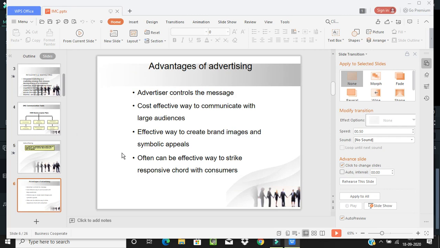Advertisers control the message, cost effectiveness, a way to communicate with a large audience, an effective way to create brand images, and symbolic appeals. Often it can be an effective way to be responsive toward the consumer. See, the advertiser will control the message: how long the title should be, how many letters there should be, and what good words or sentences should be used, so the company can attract the audience or the customers with its message.